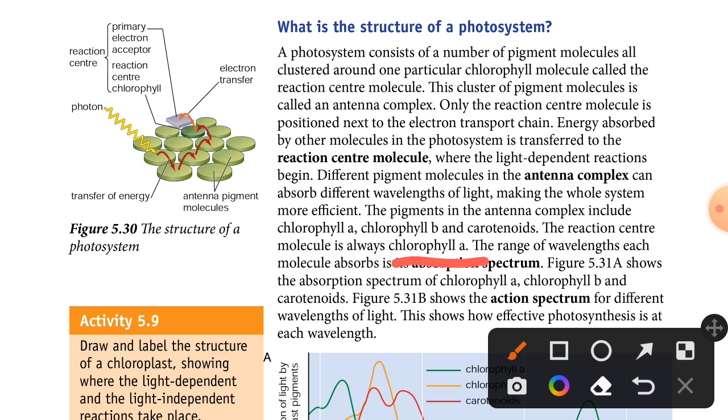Chlorophyll A. The reaction center molecule is always chlorophyll A. The range of wavelengths each molecule absorbs is its absorption spectrum.